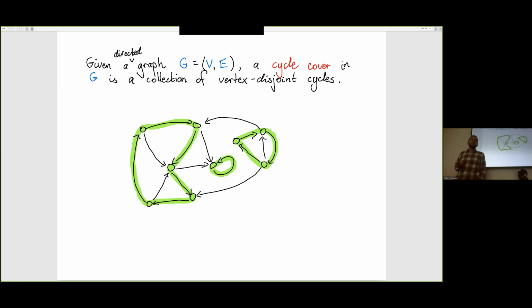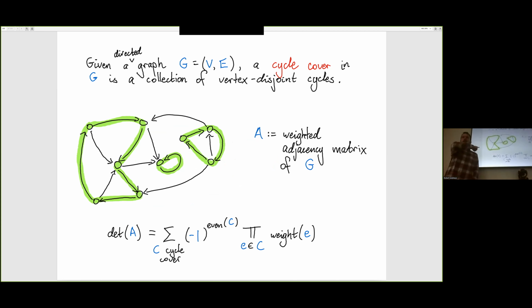Why are cycle covers in directed graphs interesting? Well, if you take the weighted adjacency matrix of this graph, so in the ij entry, I put the weight of the edge from i to j, and you look at the determinant of that matrix, what does it compute? It's a sum over all cycle covers of the product of the edge weights in that cycle cover, but with some sign. And this sign is just counting the number of even cycles in that cycle cover. Okay. Now, why is this?